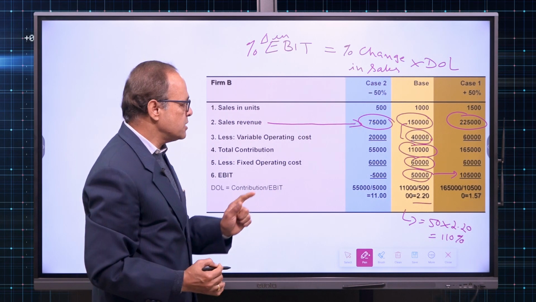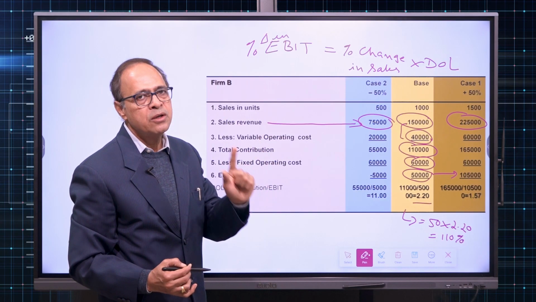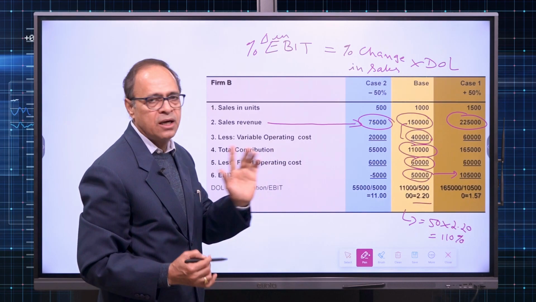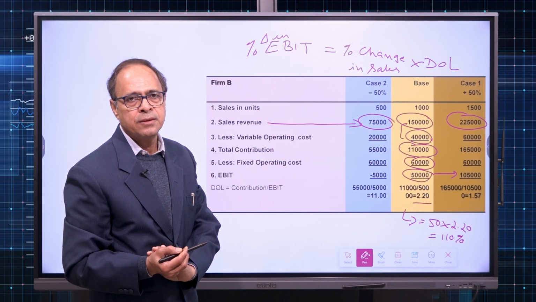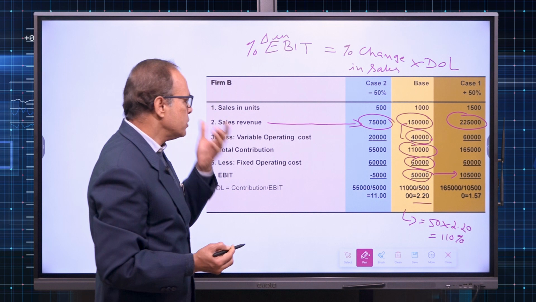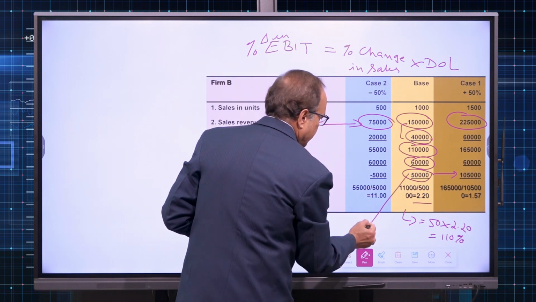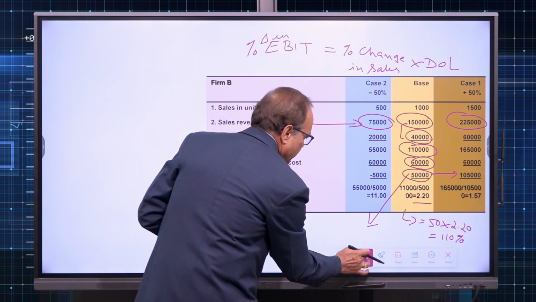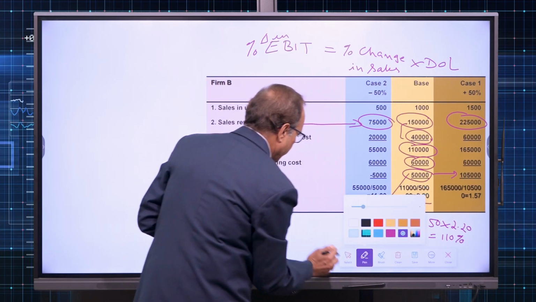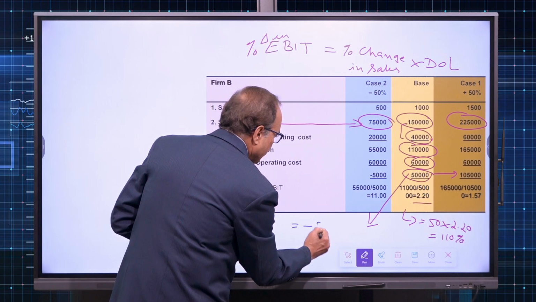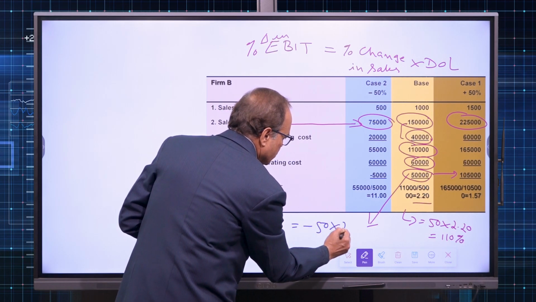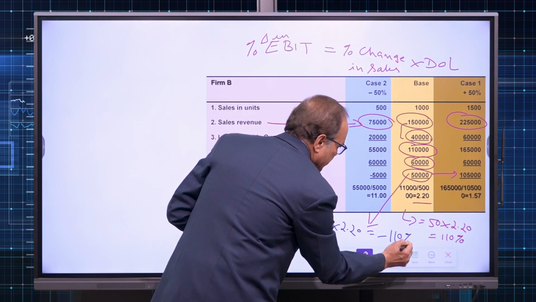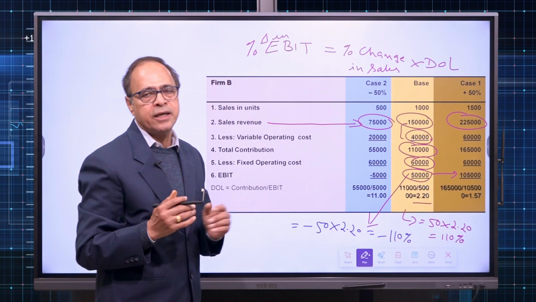Operating profit has increased by 55,000 over 50,000. So, 55,000 increase over 50,000 makes it 110%. On the other hand, if sales decreases by 50%, that means down case. So, what we have? Minus 50% multiplied with 2.2. That means to say change in operating profit will be negative 110%.